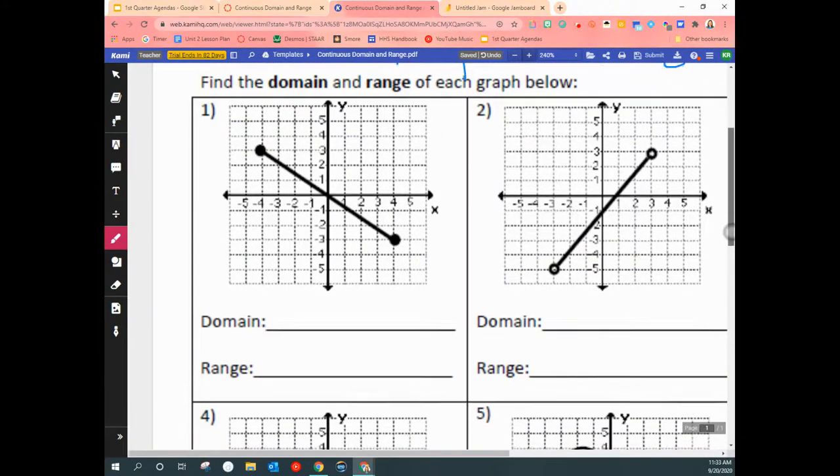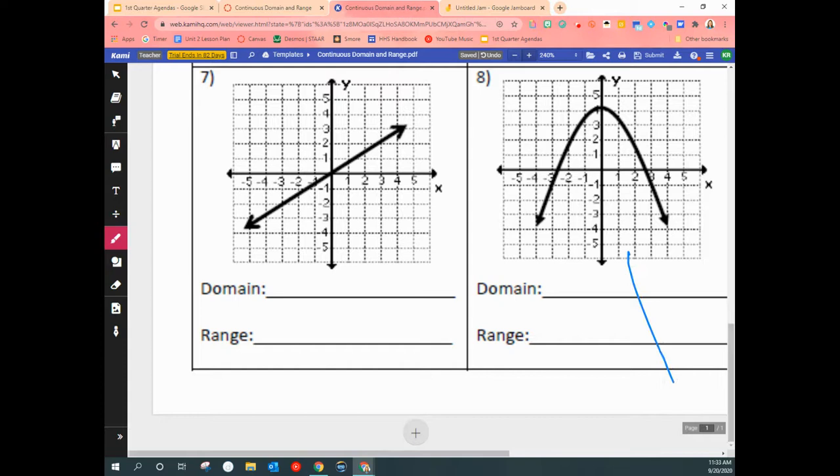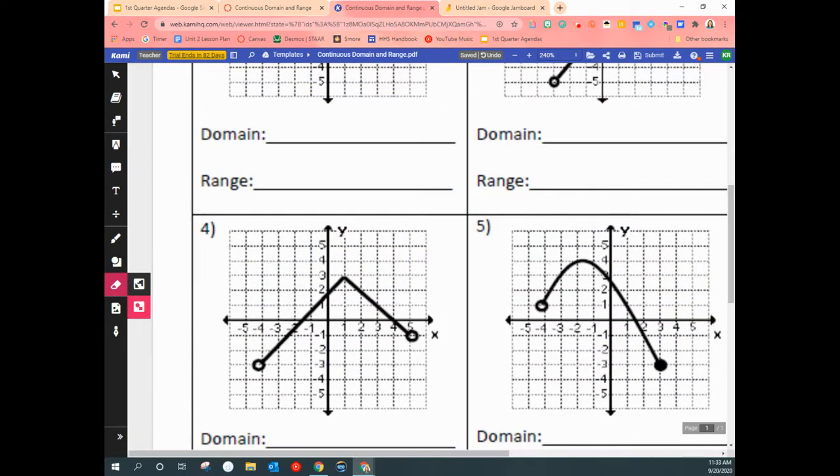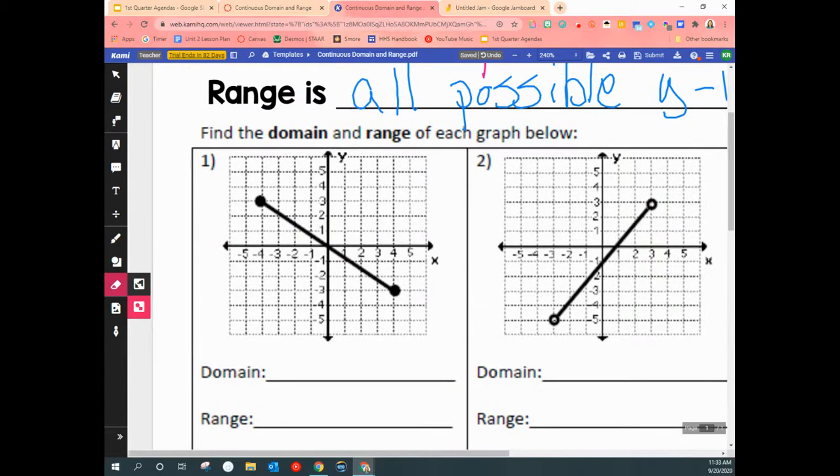I want us to look at graph number 1. I keep writing on this thing. I'm on my iPad, and my pencil is just not working so great for me here. Okay, so here's number 1 again. We're supposed to find the domain and range.